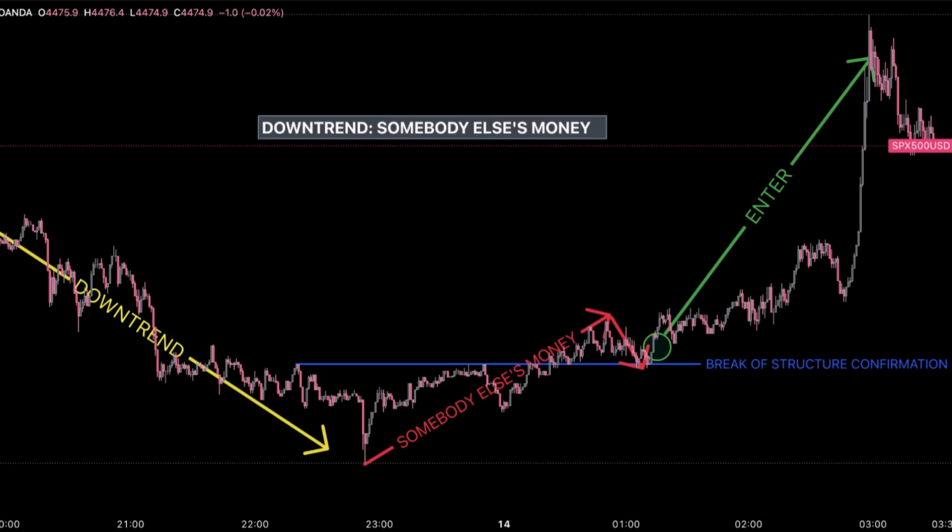Here, the market is moving down, then impulse is up, breaking structure, price pulls back. The impulse and correction in red is somebody else's money. Once the pullback is complete, as well as retesting the break of structure confirmation zone highlighted in blue, it is time to enter the market.